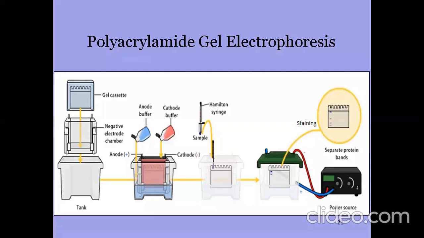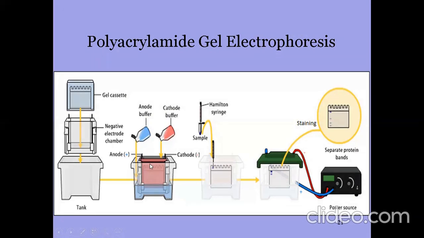Polyacrylamide gel electrophoresis, and this is the gel cassette. Here will be the negative electrode chamber, and this cassette will be inserted over here, as we have checked in the video as well. And this is in the tank. The whole setup will be processed in this tank. Now this is the assembled tank. The assembled tank will contain the anode, and the cathode is actually present in this cassette, and the anode will be here in the tank.